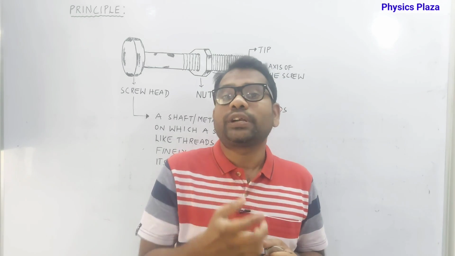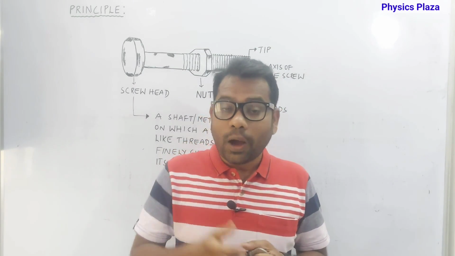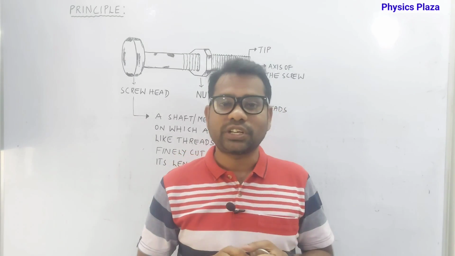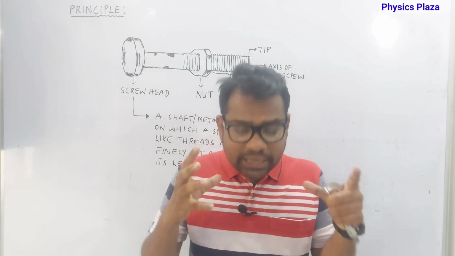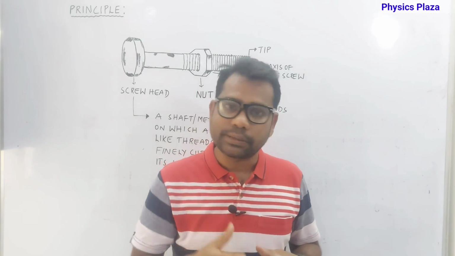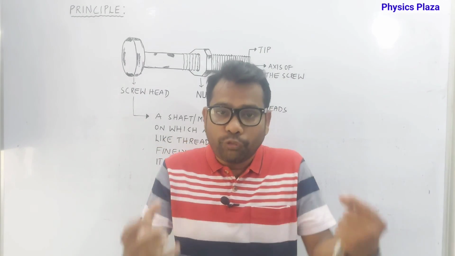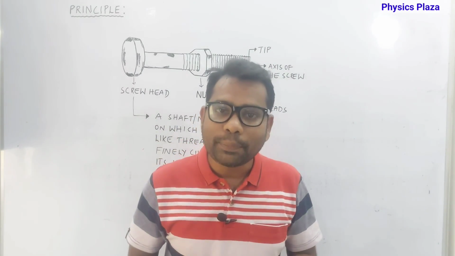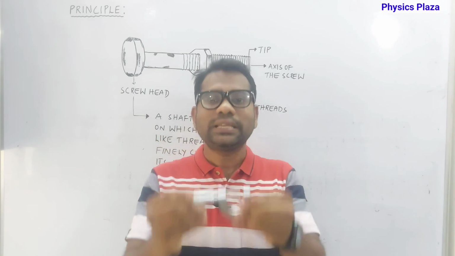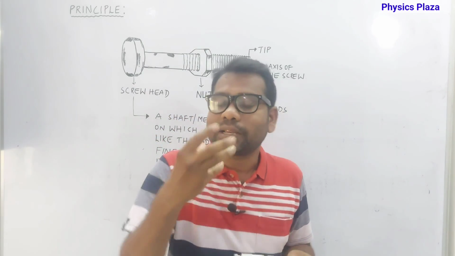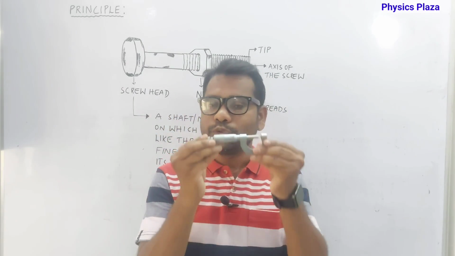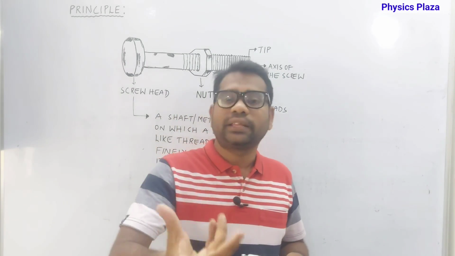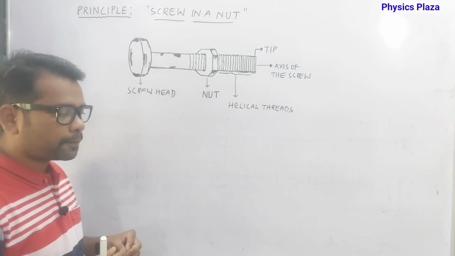First, we need to understand the principle. On which principle a screw gauge works is very, very important, children. Understanding is very important. Learning is very simple. We have to understand, we have to feel that principle. Then you can easily learn, easily understand, and easily use this device, the screw gauge, to measure the diameters or lengths, whatever is given.